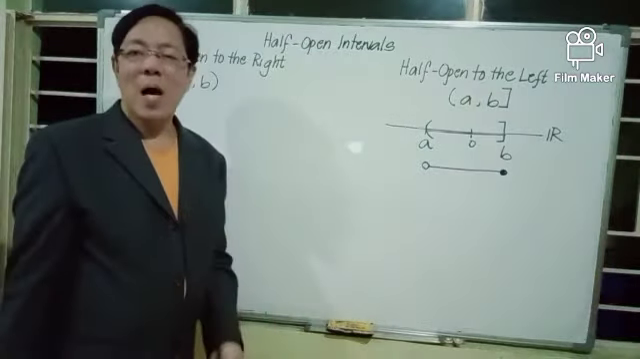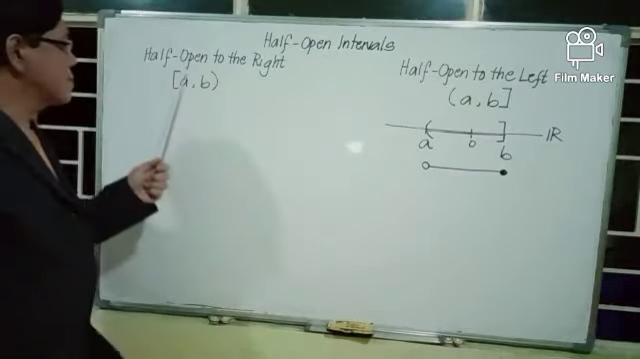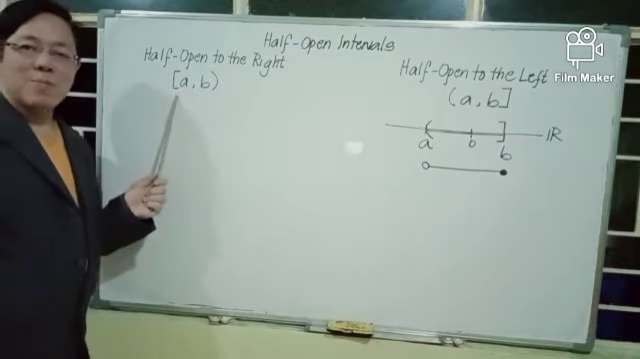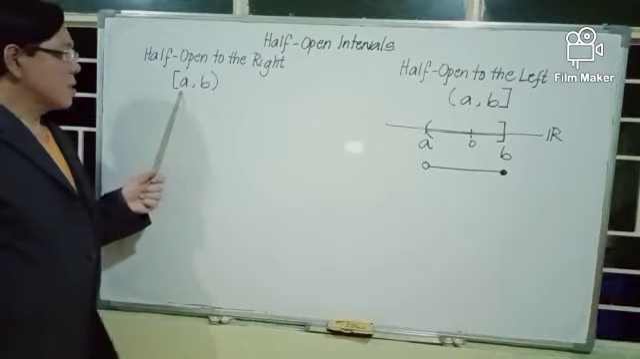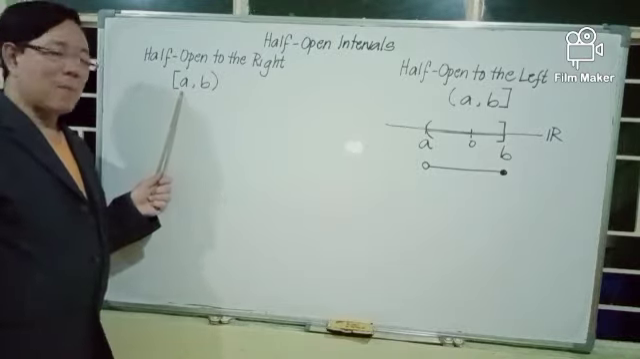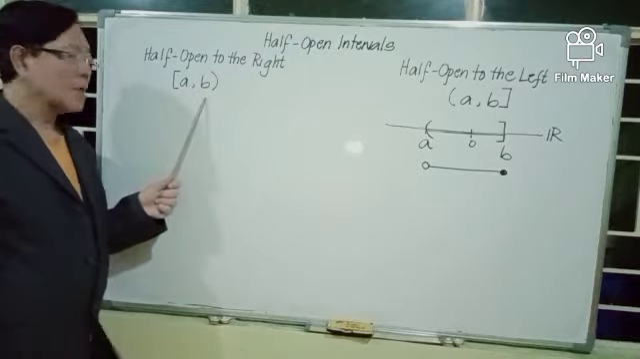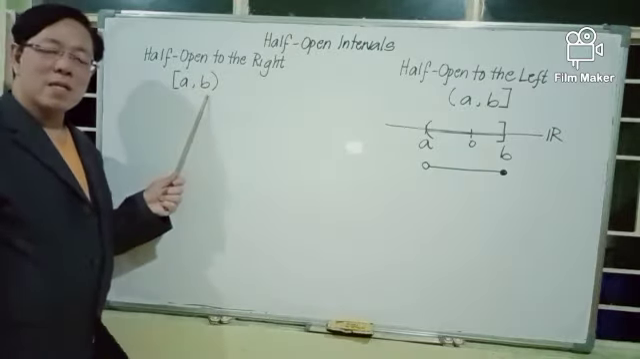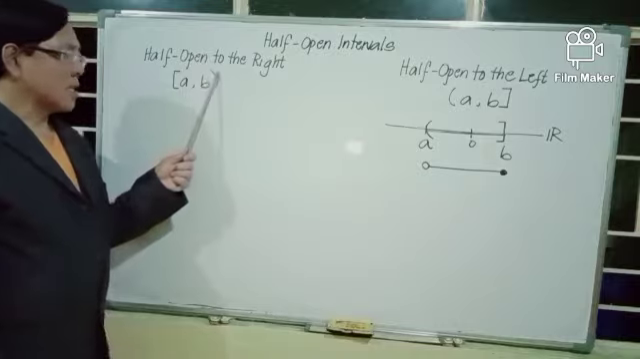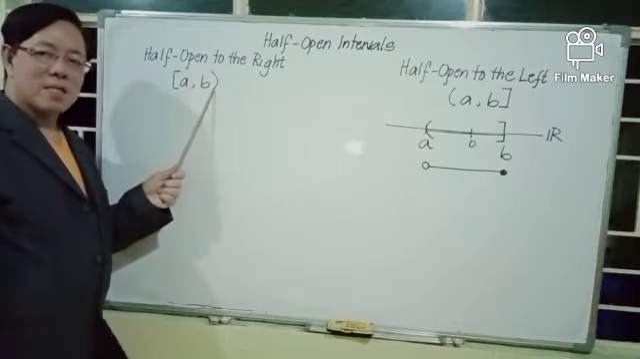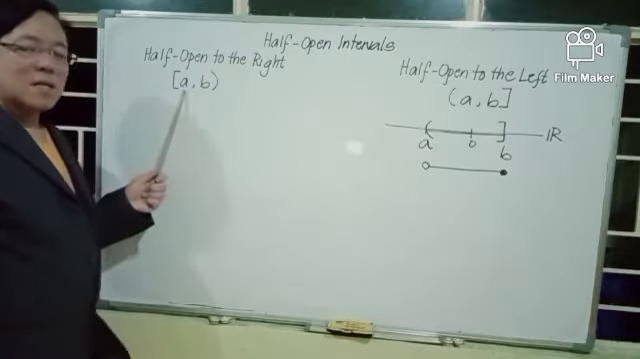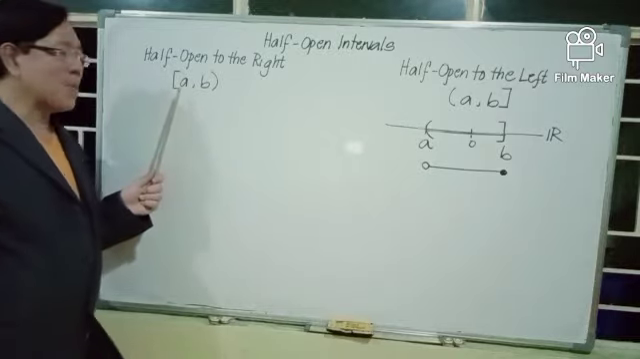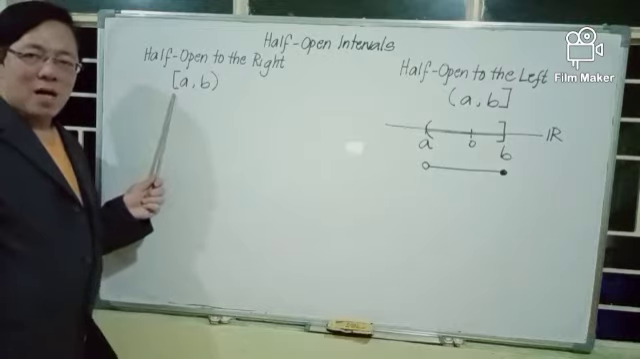The other type of half open interval is the half open to the right. This interval is denoted by this notation, [A, B). This notation is the set of real numbers between A and B, but the right endpoint B is not included in the set, and that's indicated by this parenthesis. But the left endpoint A is included in the set as indicated by this bracket.